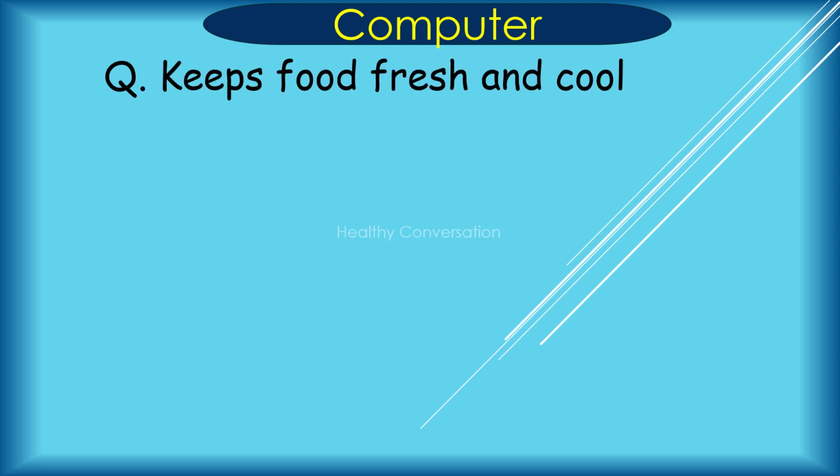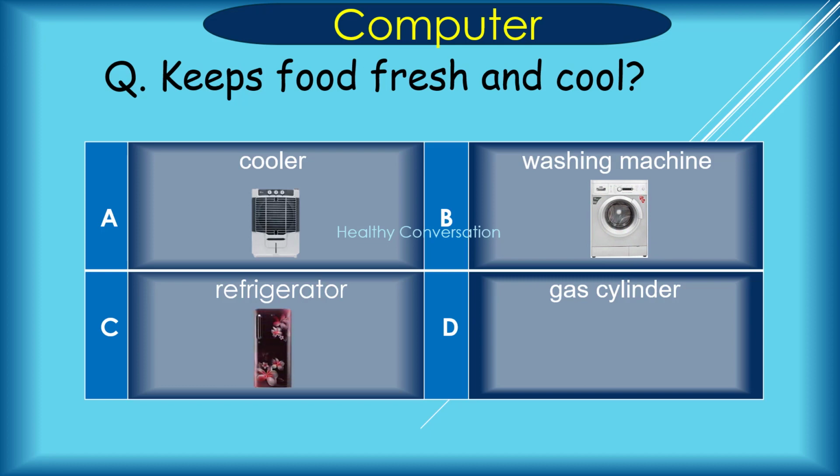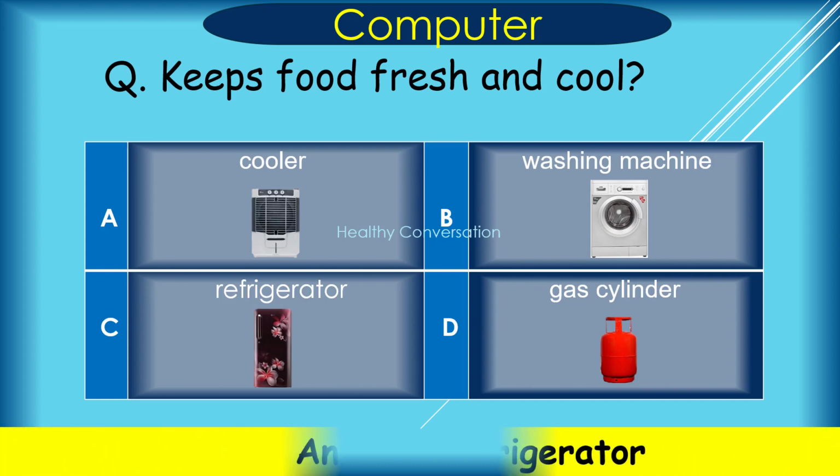Question. Keeps food fresh and cool. A. Cooler, B. Washing machine, C. Refrigerator, D. Gas cylinder. Correct answer is C. Refrigerator.